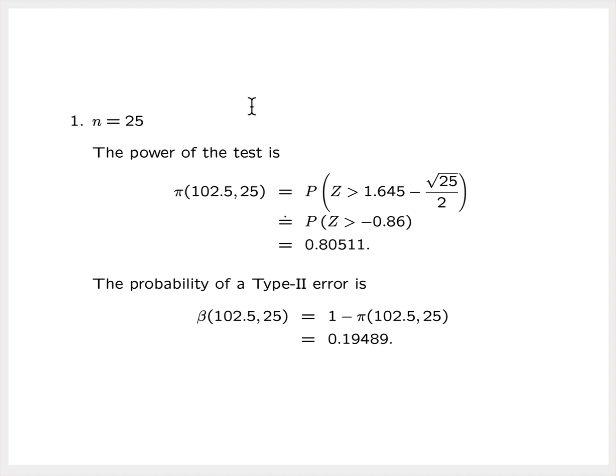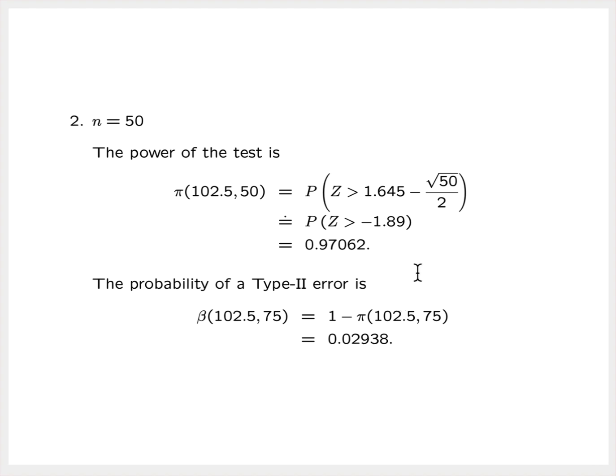Now, if n is equal to 25, the power of the test is given by that expression, and it turns out to be 0.80511. So if we use a sample size of 25, and if mu is equal to 102.5, then we've got about an 80 to 81% chance of getting a sample that will lead us to reject the null hypothesis. The probability of a type 2 error would be 1 minus that, or 0.19489.